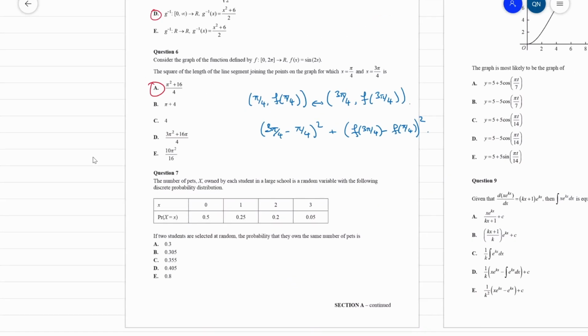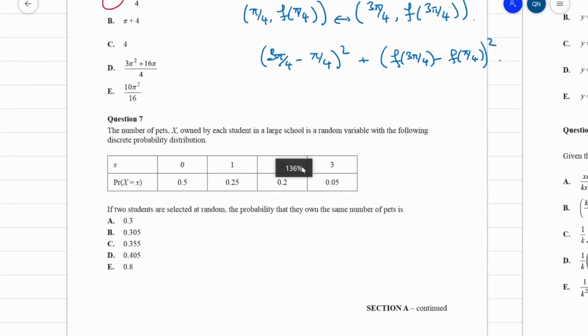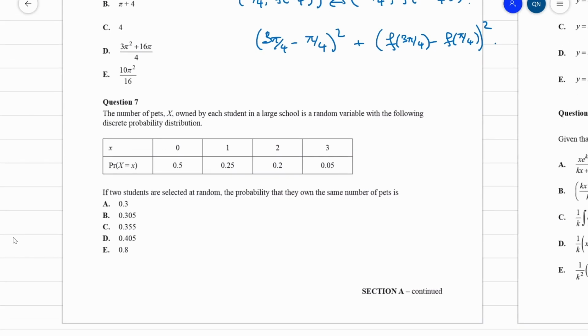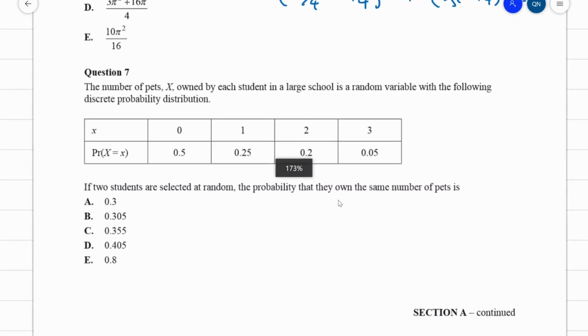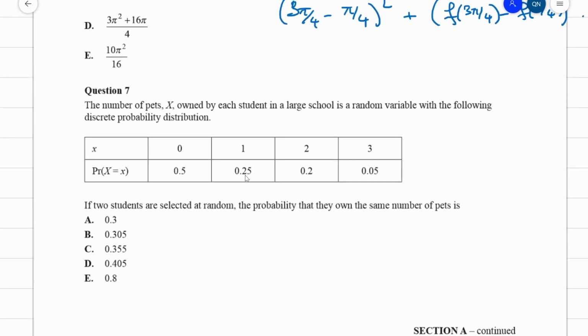Question 7. The number of pets x owned by each student is a random variable. If two students are selected at random, the probability that they own the same number of pets is... Okay, so we have random selection, so we can assume independence for this. So how can we have the same number of pets?